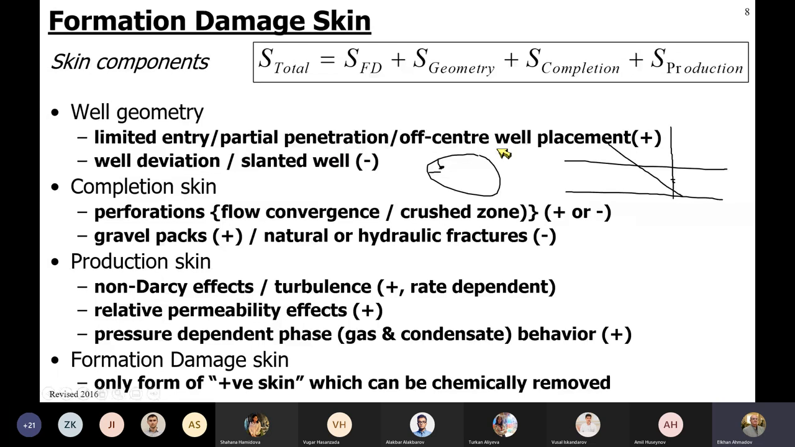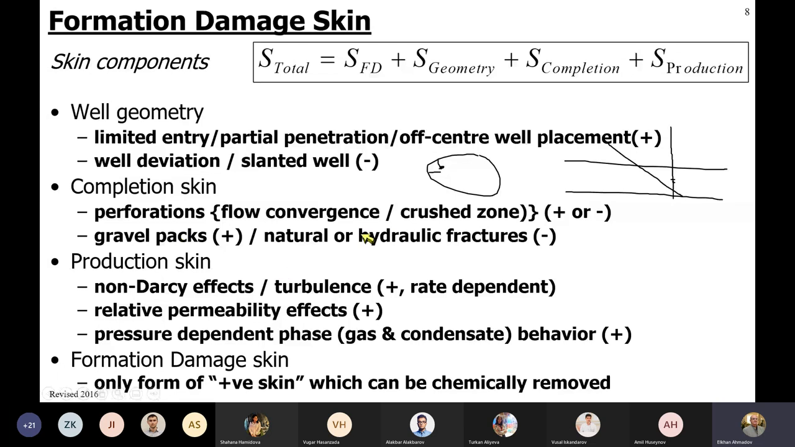The same with the completion skin. Of course, the perforations, flow convergence, because if we perforate only this part, in any case the flow goes horizontally, and if only part of this is perforated, then flow from bottom and top will have to converge into this perforated area, and that will create more turbulence and more skin.